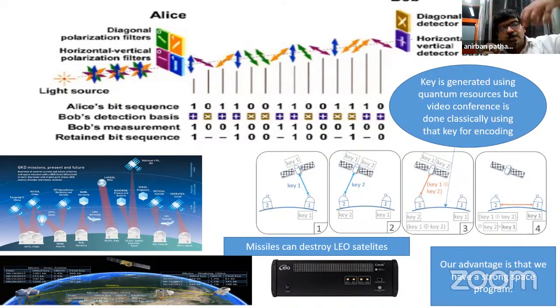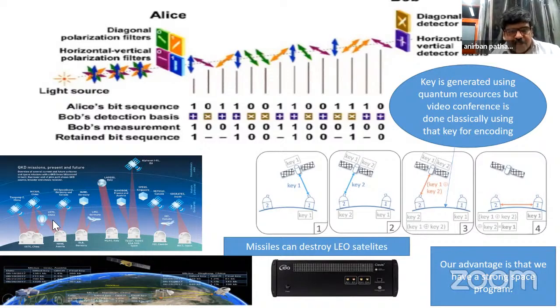So the probability of the first one is 1 by 10. The 37th is also 1 by 10. So the probability that both of them are there is 1 by 100. So multiple times I do, and I can increase the privacy. There are several other things, and privacy amplification can happen. So this is the background of the BB84 protocol.